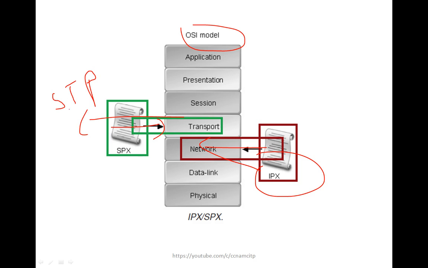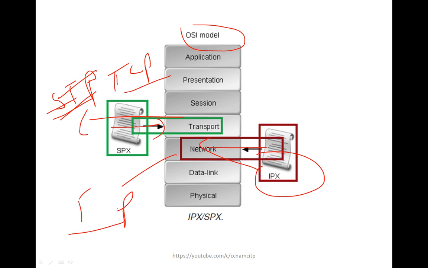Because SPX is reliable and gives a guarantee, the transport layer uses TCP, and it uses one more, UDP. TCP is more reliable and connection oriented, and at the network layer it uses IP addresses.